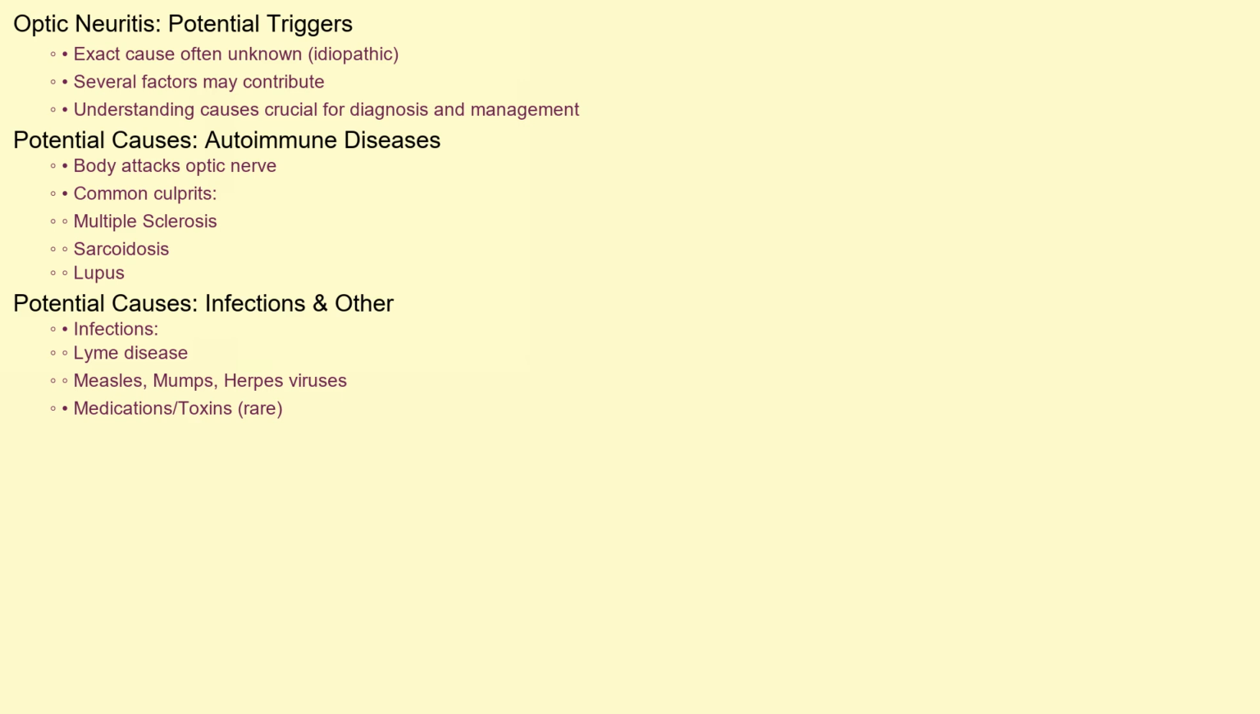So, what triggers this inflammation? Well, the exact cause of optic neuritis is often difficult to pinpoint. In many cases, it's considered idiopathic, meaning the cause is unknown. However, several factors are thought to contribute. Autoimmune diseases like multiple sclerosis, sarcoidosis, and lupus are common culprits, where the body's immune system mistakenly attacks the optic nerve. Infections, such as Lyme disease, measles, mumps, and herpes viruses can also play a role. Rarely, certain medications and toxins have been linked to optic neuritis as well. Understanding these potential causes is crucial for diagnosis and management.